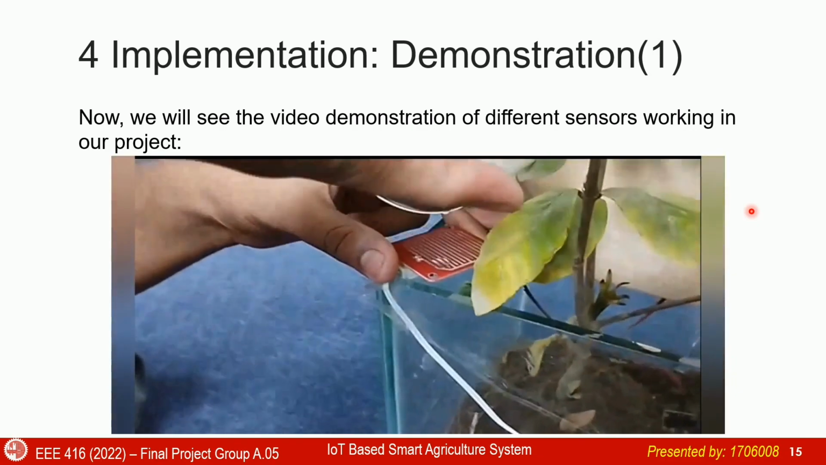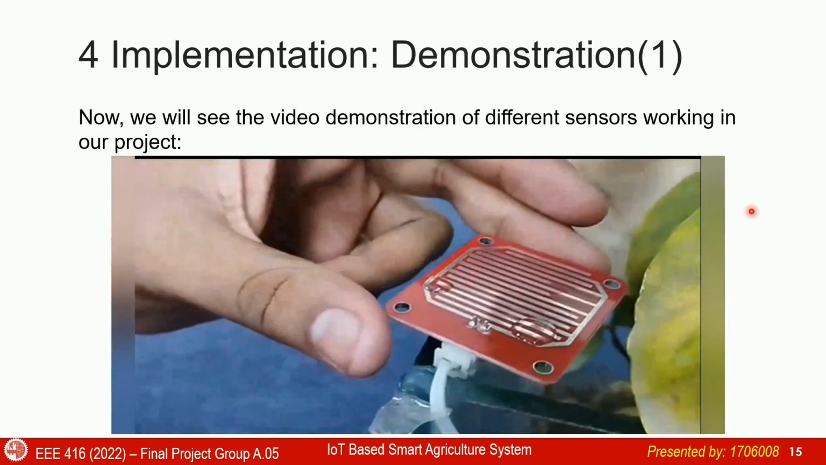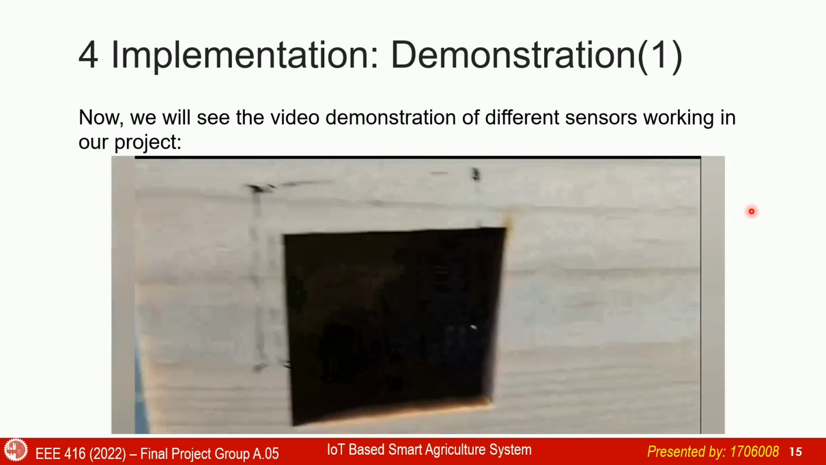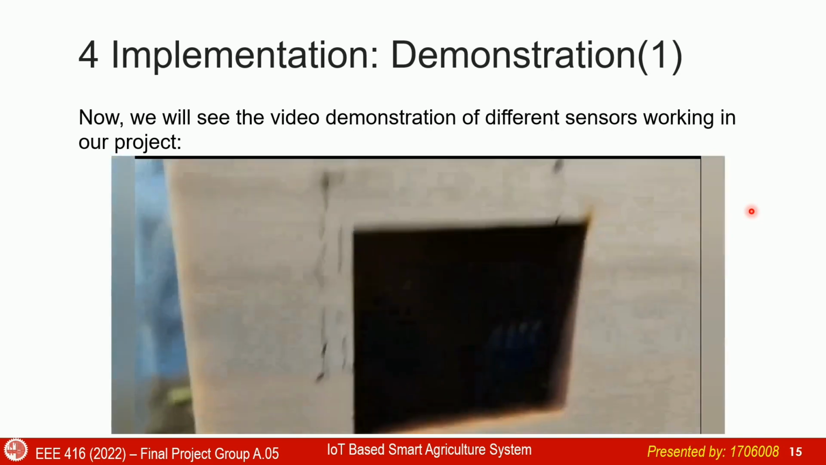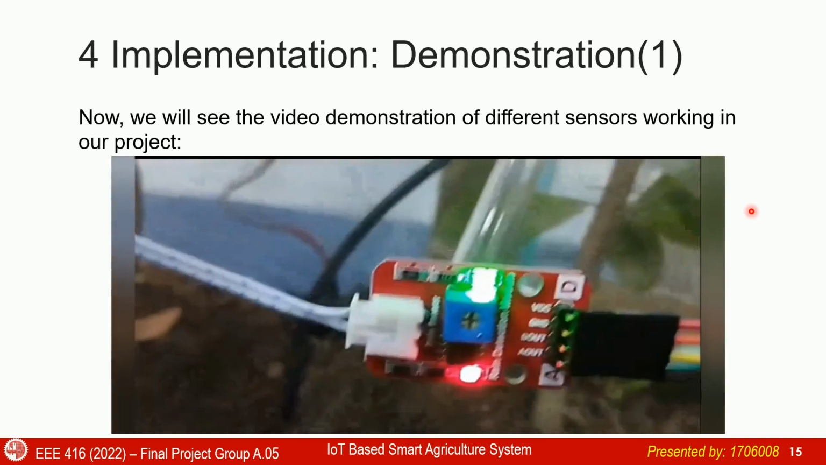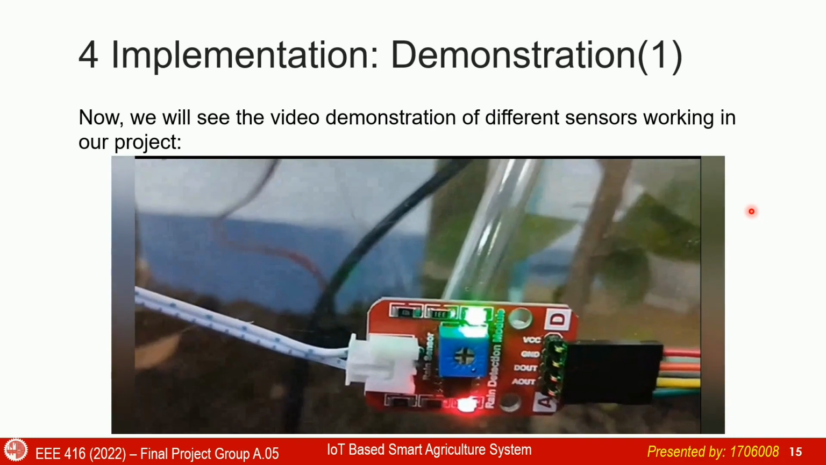If we experimentally apply some water here, the sensor should work. As you can see here, water is detected, LED is off. And also, if we look into the RT module, it is showing that the water is detected through its green LED.